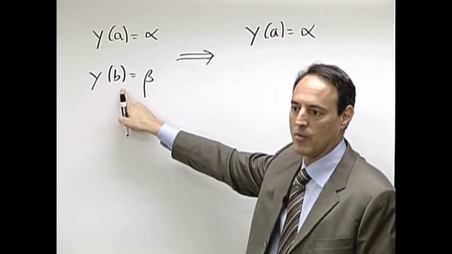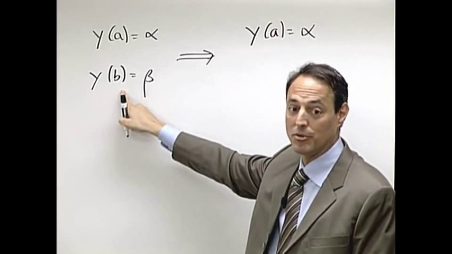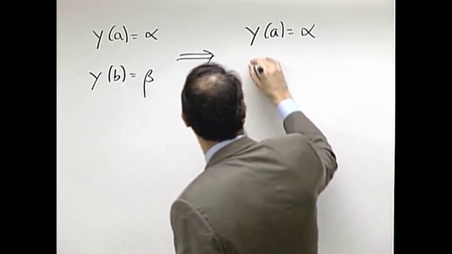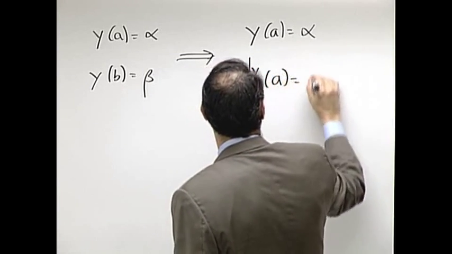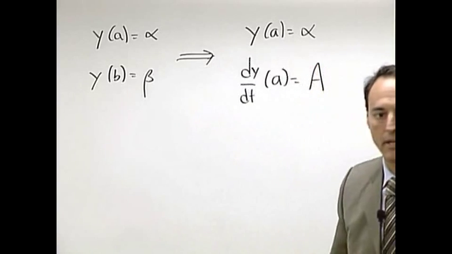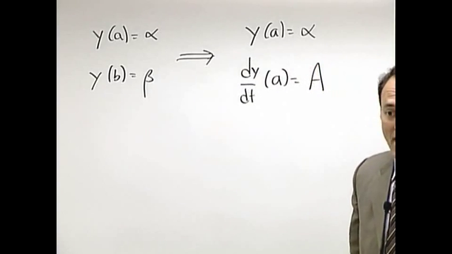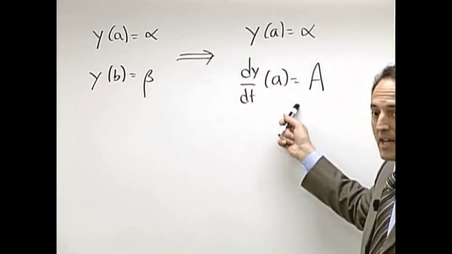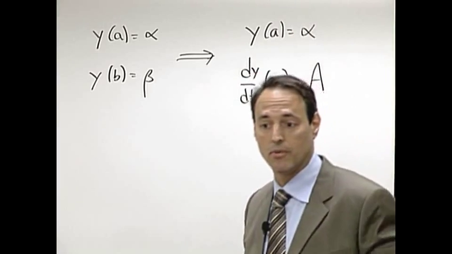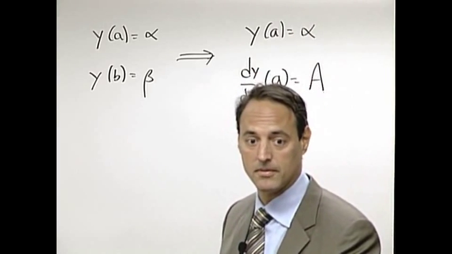But this is a problematic one. This is like knowing what the future is already. So what we'll do instead is say, how about we do this? Let's specify what the derivative is. Capital A. I don't know what capital A is. But if I prescribe this, I have enough information now to put into ODE45 and march forward into the future.